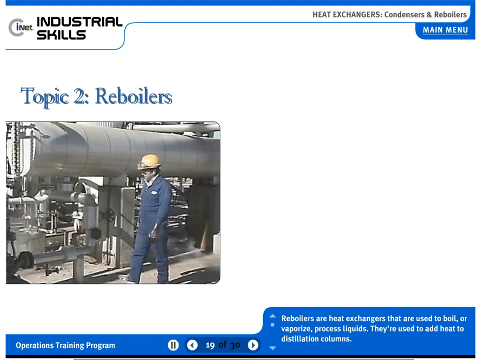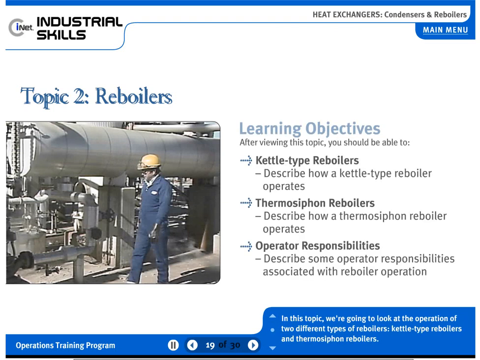Reboilers are heat exchangers that are used to boil or vaporize process liquids. They're used to add heat to distillation columns. In this topic, we're going to look at the operation of two different types of reboilers: kettle-type reboilers and thermosiphon reboilers. We'll also look at some operator responsibilities associated with the operation of a reboiler.